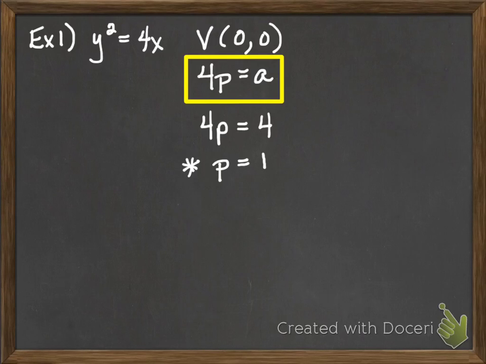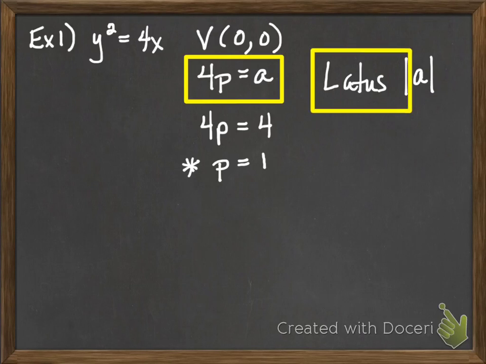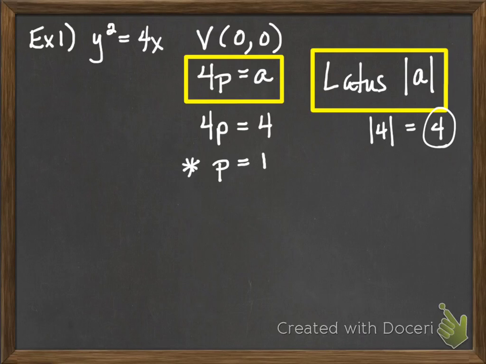We also need to know how long the latus rectum is, okay? The latus rectum has another little formula. It's fairly easy. The length of the latus rectum is the absolute value of A. The reason we have to do absolute value is because the latus rectum is a segment, and segments always have a positive length, and sometimes our A can be negative. So here we're just going to do the absolute value of 4, because A is 4, and that would just be 4. Okay? So these are the main things that you have to know to graph your parabola.